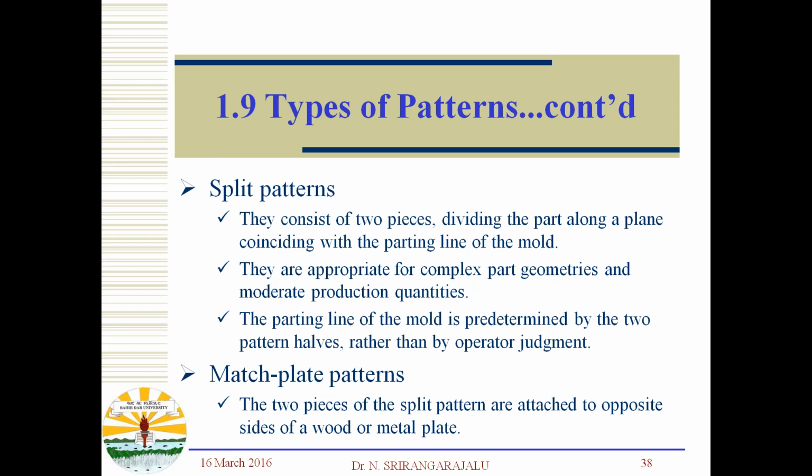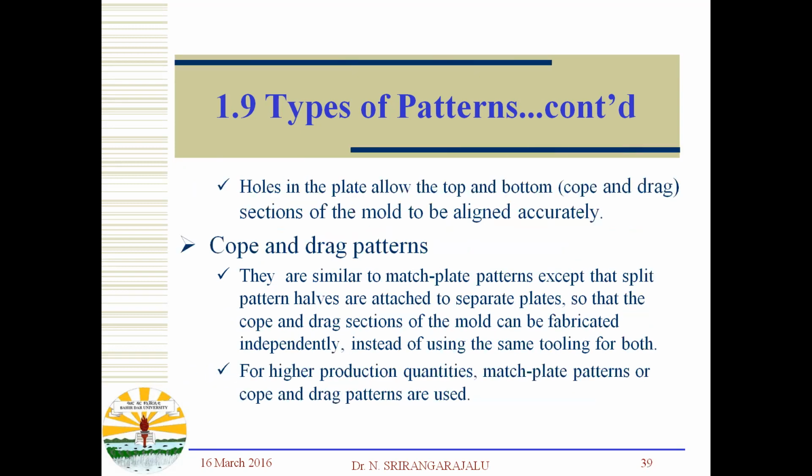In match plate patterns, the two pieces of the split pattern are attached to opposite sides of a wood or metal plate. Next, holes in the plate allow the top and bottom, cope and drag, sections of the mold to be aligned accurately. Only then will you get the proper casting; otherwise, a mismatch will happen.